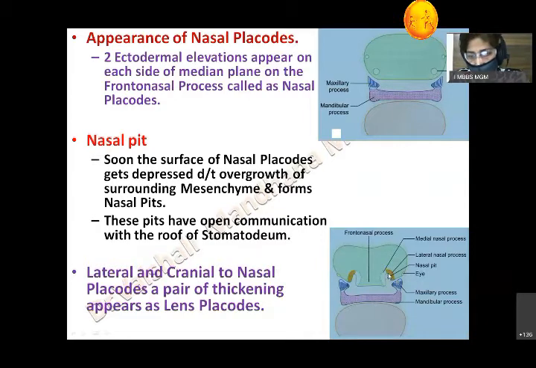Now how does this happen? Before that, when the nasal pit is there, on the lateral aspect of the nasal pit, that is laterally and cranially, the lens placode develops. So at this corner, you can appreciate this is the lens placode. This is the frontonasal process. It is lateral and ventral to the frontonasal process, and it is lateral and cranial to the nose placode. So one is the nose placode or nasal placode, and second is the lens placode.